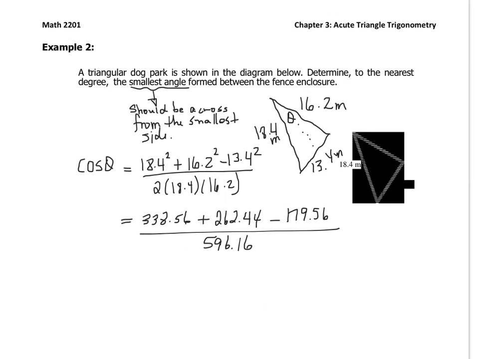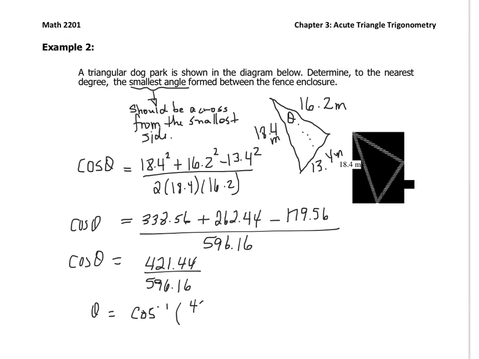And then go down one more step and simplify the top. So the top is 338.56 plus 262.44 subtract 179.56 is 421.44 over 596.16. So therefore the angle is inverse cos of that.